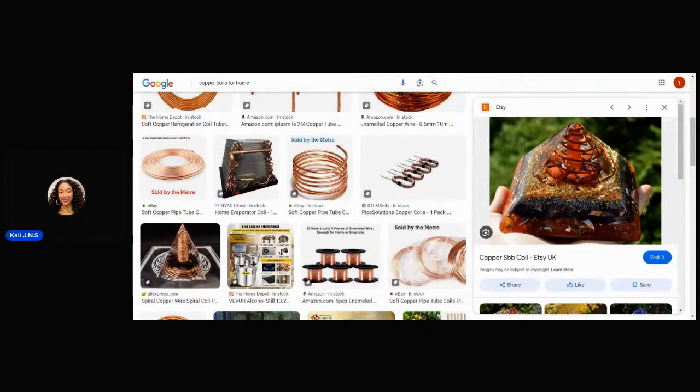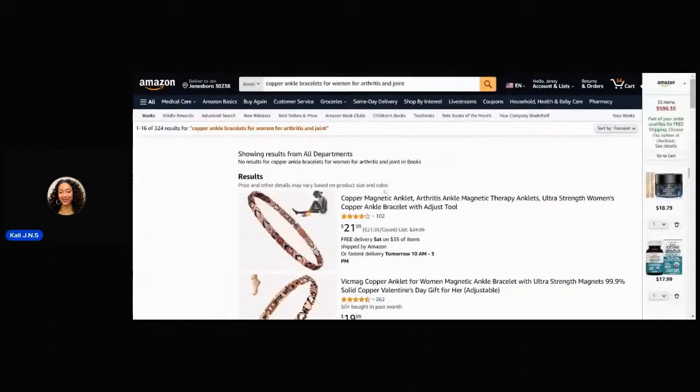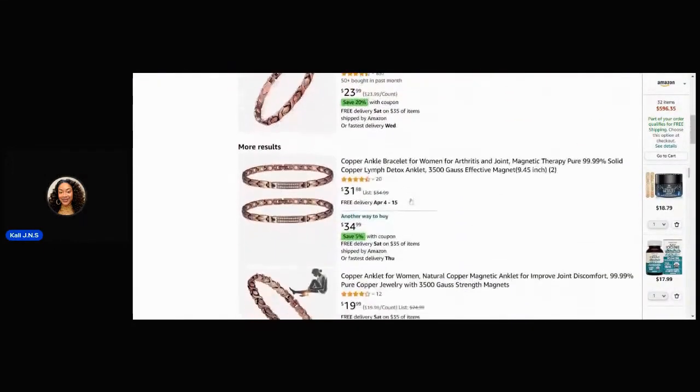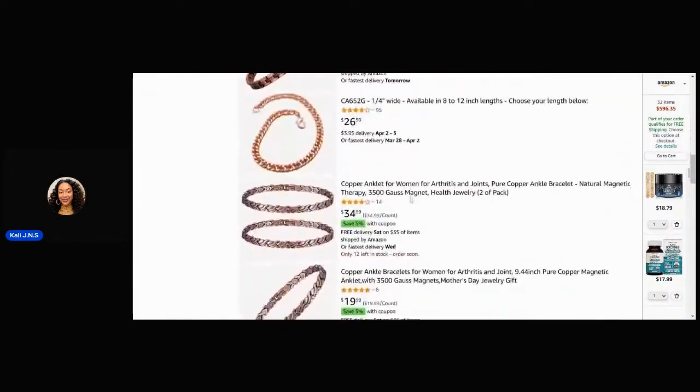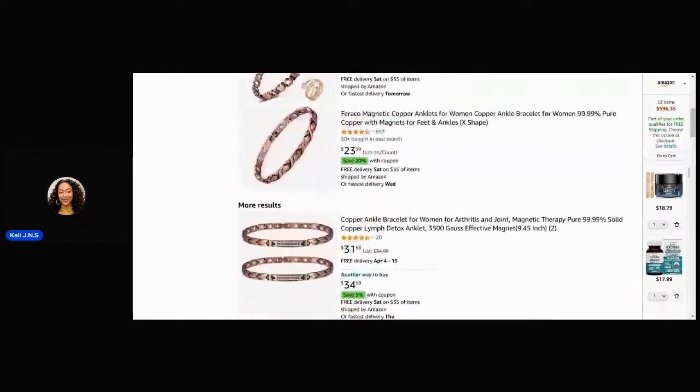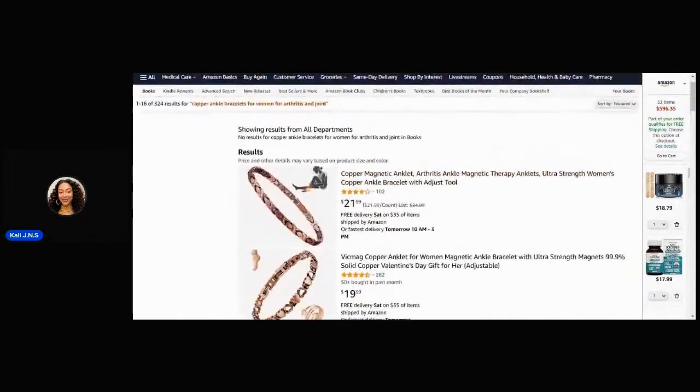Ankle bracelet, and this stuff helps with like arthritis and joint pain and stuff. You get this, and you wear it on your ankles. Copper bracelets, copper jewelry, copper. You go hard. Let me see. They have like the copper crystal.